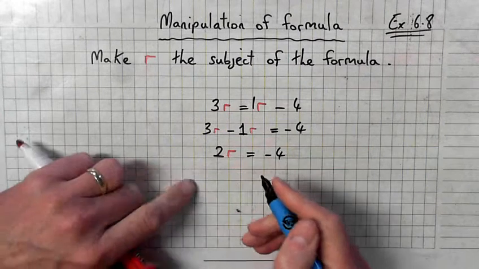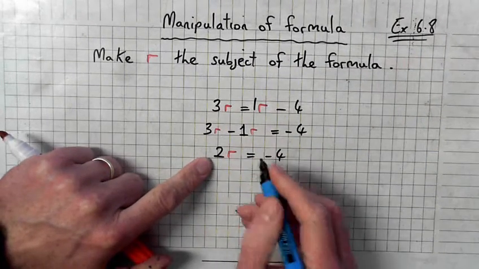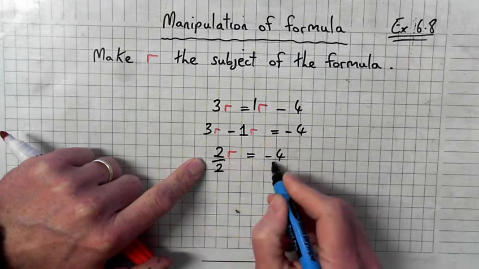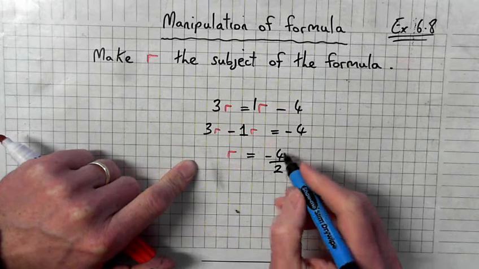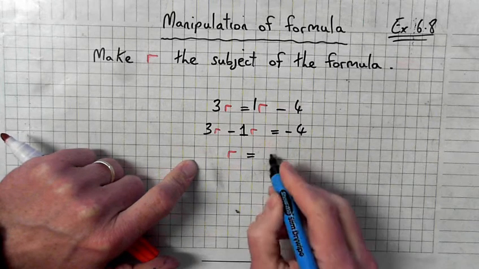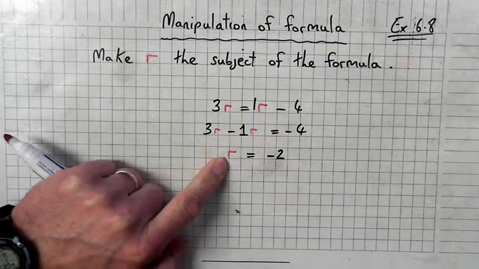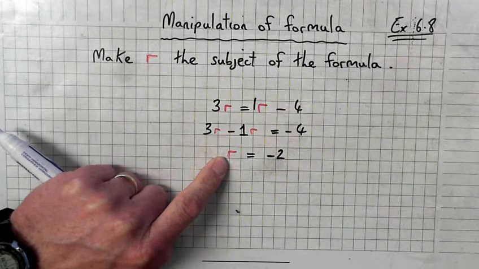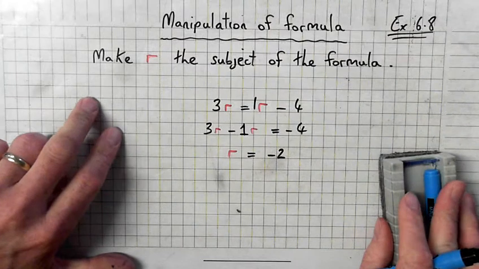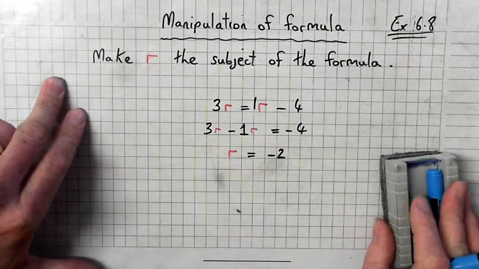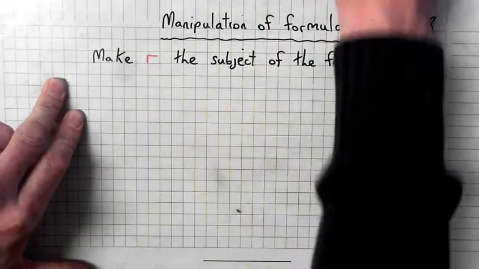Now I want to get rid of the 2, so I divide both sides by 2. 2 divided by 2 is 1. Minus 4 divided by 2 is minus 2. So r is the subject of the formula. r is on the left hand side. Another one.